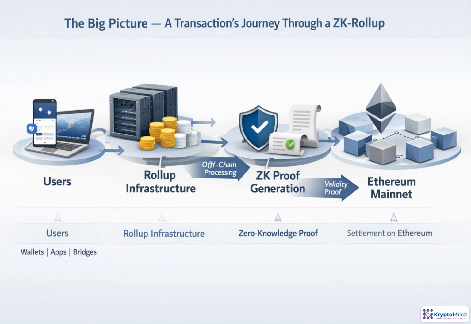A ZK-Rollup transaction enters the rollup first, rather than going directly to Ethereum. The rollup orders many user actions, executes them off-chain, and groups the results into a batch. A prover then creates a validity proof showing that the batch was computed correctly. Ethereum verifies that proof and accepts the resulting state update. That is the core trade-off: off-chain execution with on-chain verification.